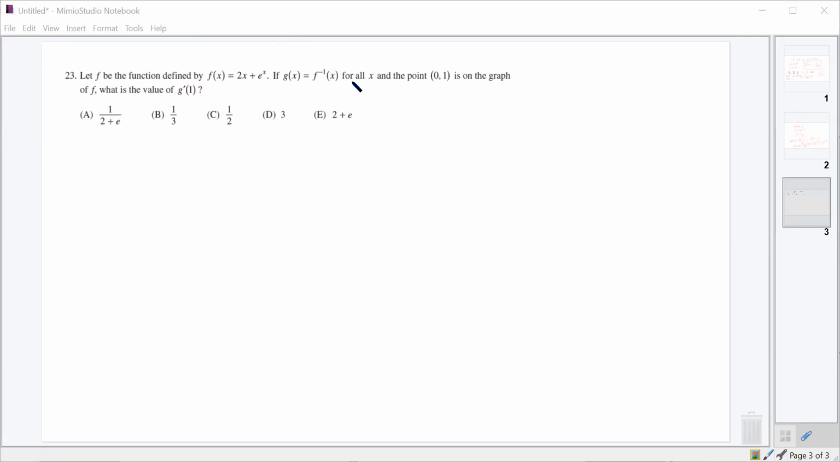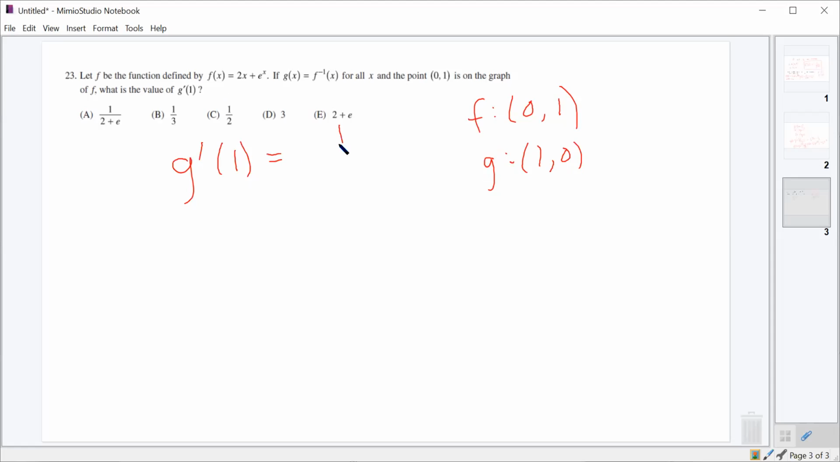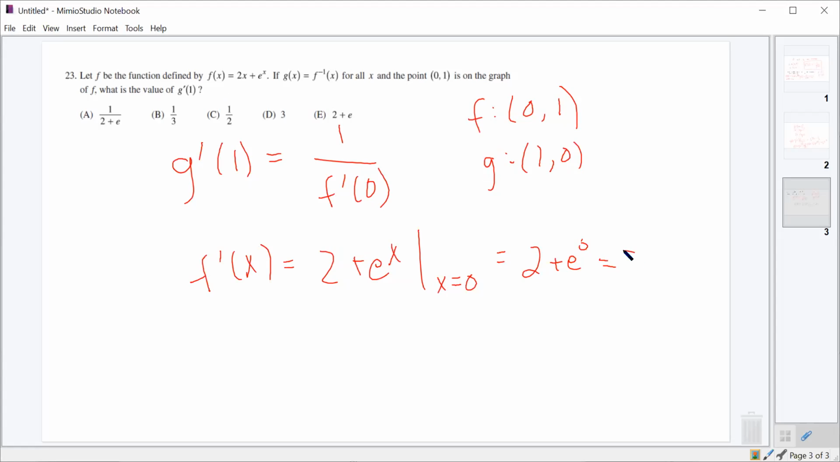So G is the inverse of F, and (0, 1) is on F. We know (0, 1) is on F, which means that G contains (1, 0). And if we're looking for G prime of 1, since they're inverses, G prime of 1 ought to be 1 over F prime of 0. And so F prime ought to be 2 plus e to the x, evaluated at 0, which gives us 2 plus e to the 0, which is 2 plus 1. And so we should end up with G prime of 1 equals 1/3.